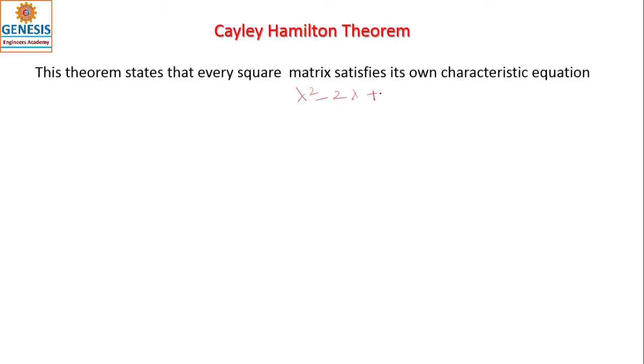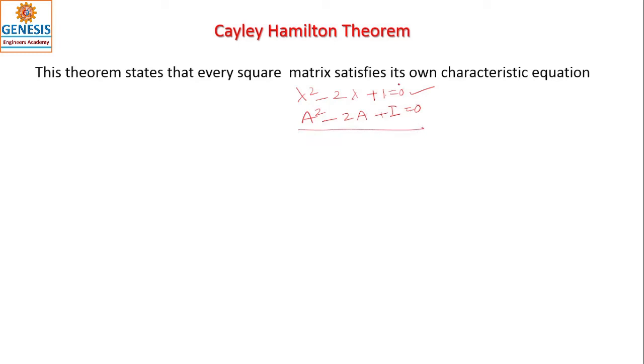Okay, so plus 1 is there, suppose. So this is the characteristic equation. What he is telling is that you can replace the matrix, that is, A square minus 2A plus 1 can be taken as I. The constant is replaced by I. If it is 2, it is 2I. If it is 3, it is 3I.